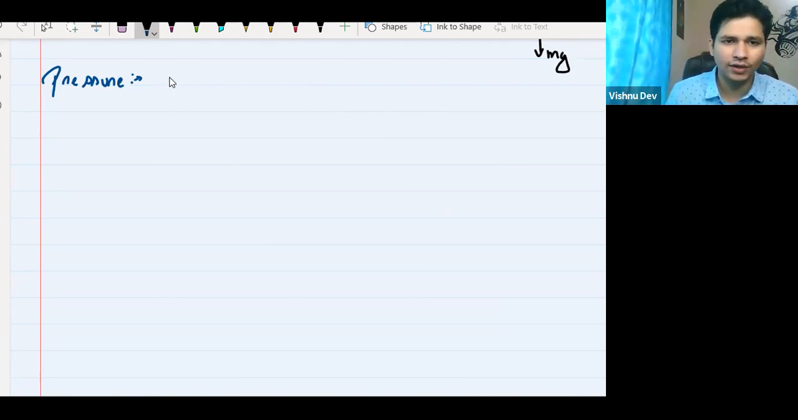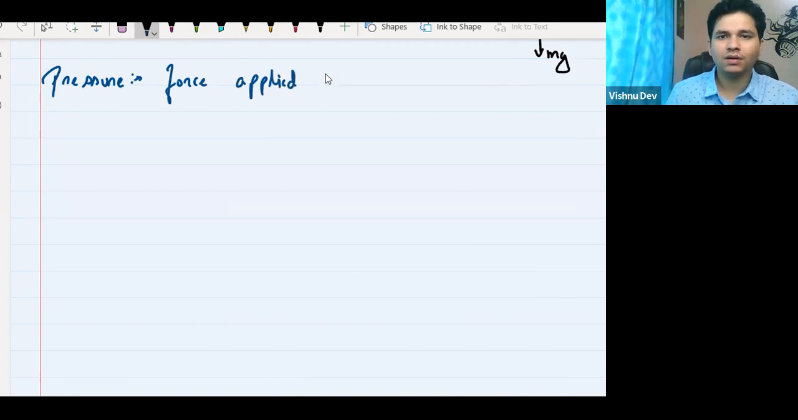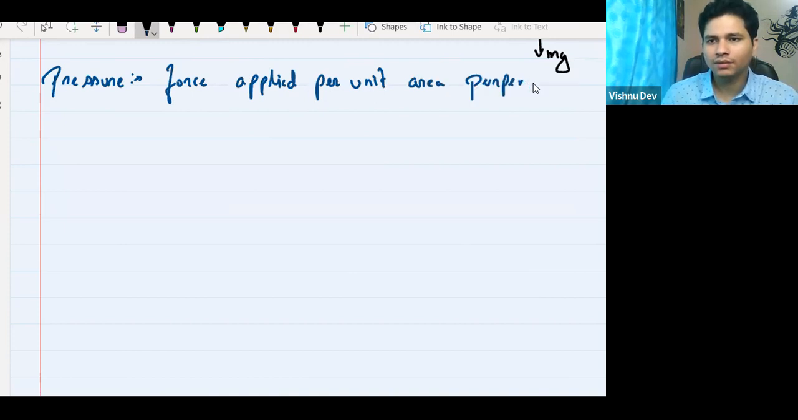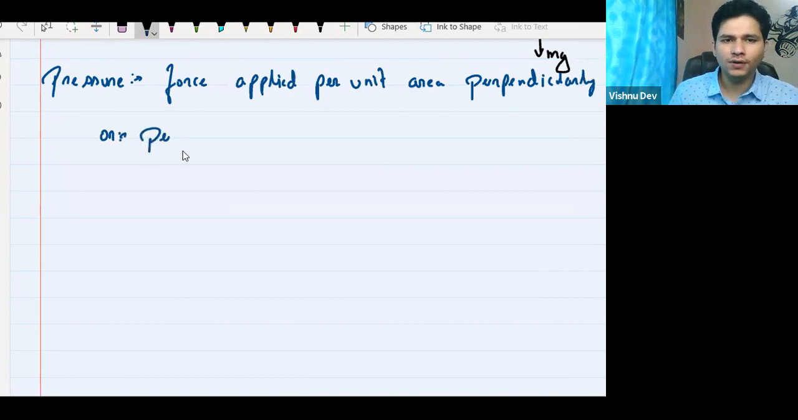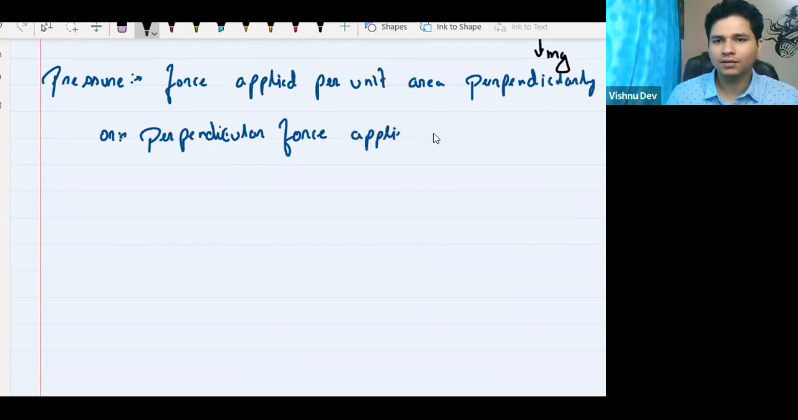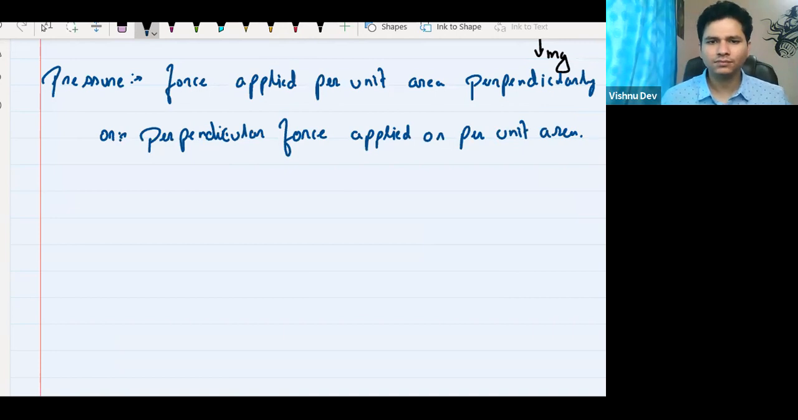So can I say, sir, pressure is... Ratio of... Or it is force... Think about it. Force applied per unit area... Perpendicularly, right? Or perpendicular force, right? Applied on per unit area. Yes or no? Hi, Anna. Tell me. Yes or no? Yes, sir. Perpendicular, sir. Right?